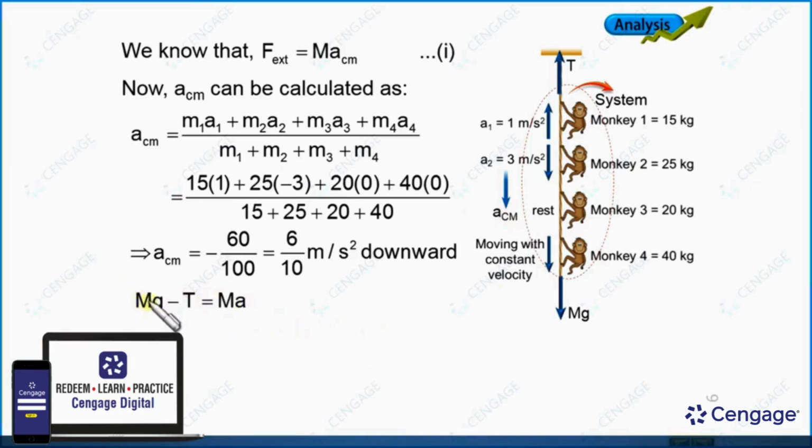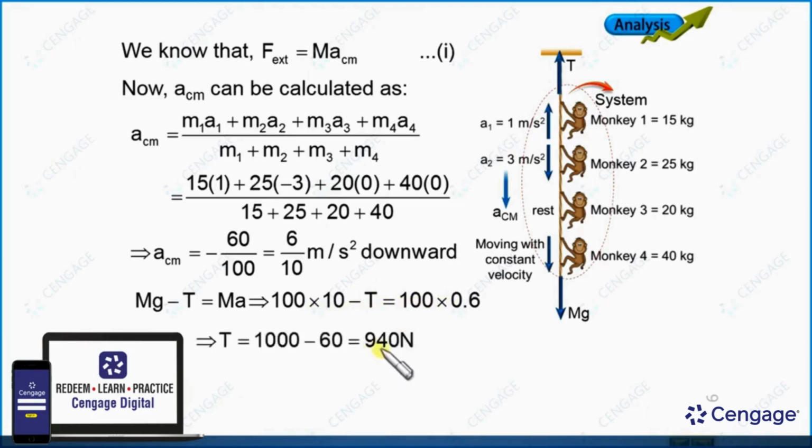Now we can substitute capital M equal to 100, and T we need to find. Capital M is again 100, and ACM we have calculated, that is equal to 0.6. So let us calculate the value of T. T is equal to 1000 minus 60, so it is 940 Newton. This is the tension force, and this tension force is also the force applied by the support on the rope.